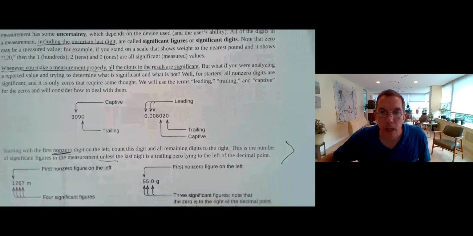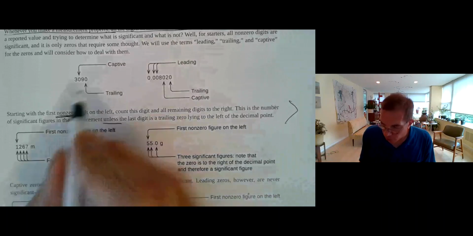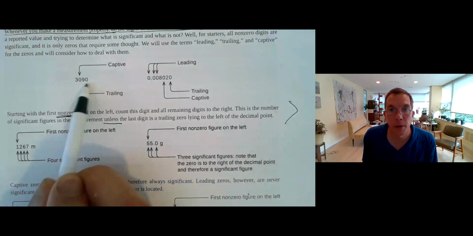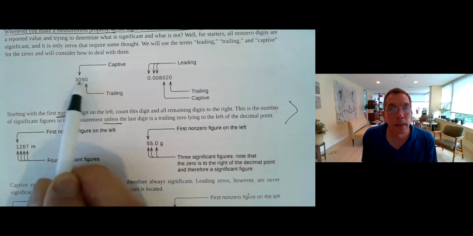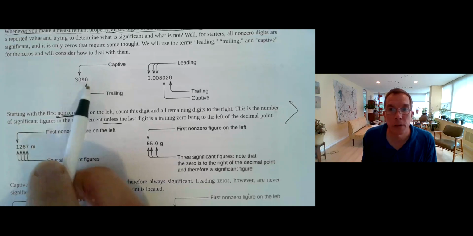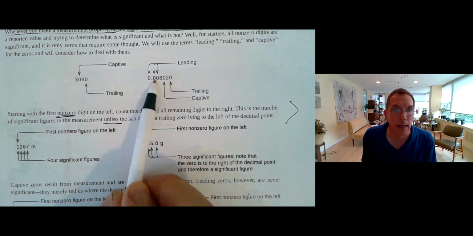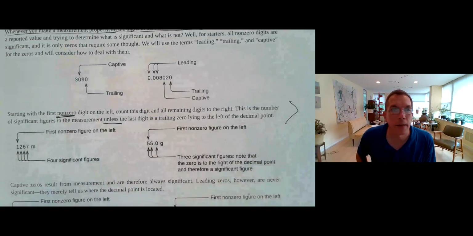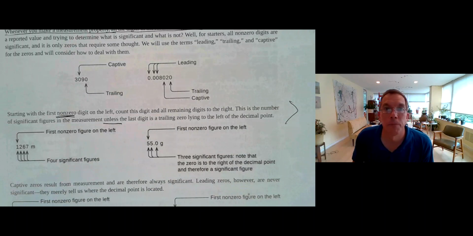So if we look at that, trailing zeros are the zeros that come at the end of a number on the far right side of a number. Captive zeros are ones that are captive between 2 other numbers. And leading zeros are exactly that. They lead, they come first, so they're on the far left. Now, here's a sentence that I think I needed for sure to reread multiple times. Starting with the first non-zero digit on the left, count this digit and all remaining digits to the right. This is the number of significant figures in the measurement unless the last digit is a trailing zero lying to the left of the decimal point.